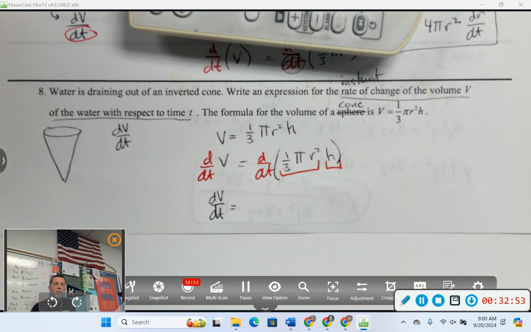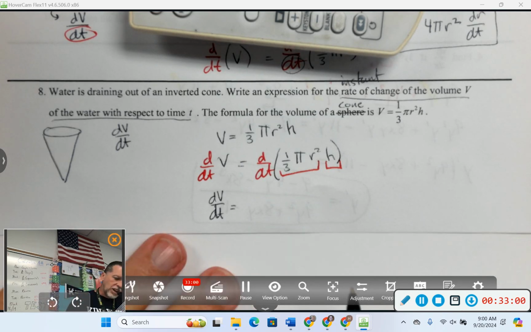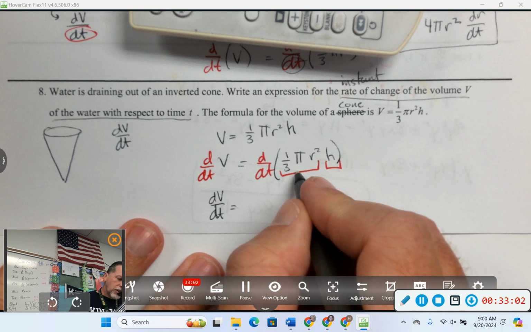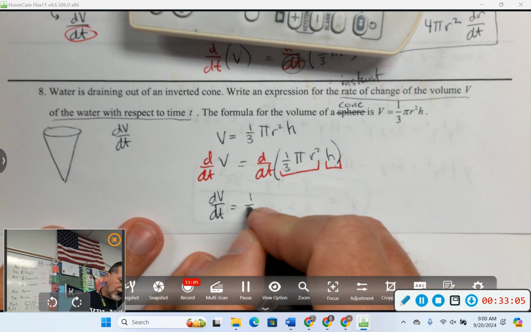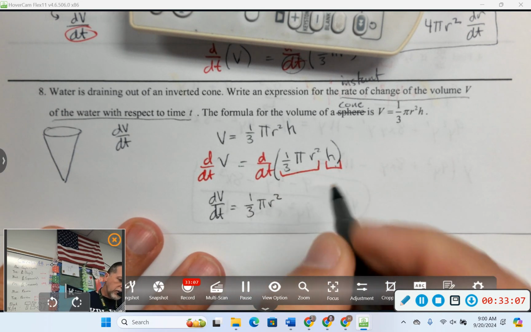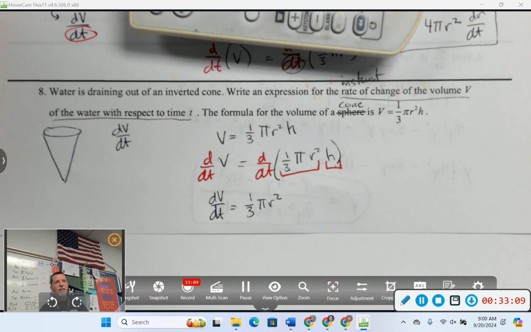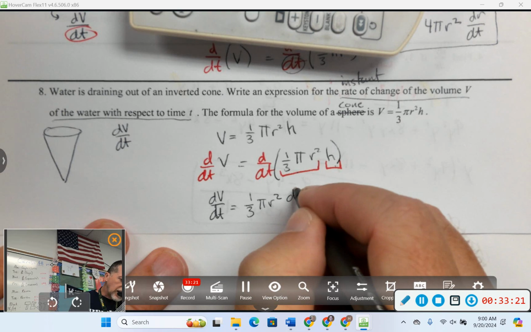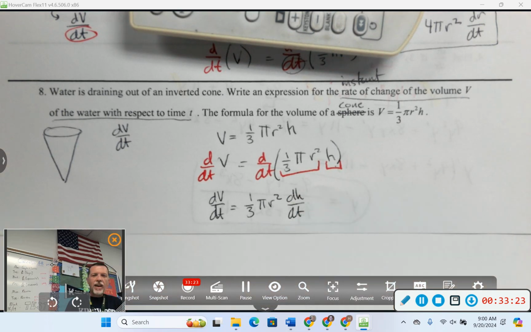You could put the 1/3 pi all the way out front. I think it's easier to just attach it to whatever it's close to, and then there's your f and your g. So first times derivative of the second, 1/3 pi r squared. What's the derivative of h? Don't overthink this. 1 dh over dt, or just dh dt. Again, h prime, but dh dt would be a better way to say that. That's how h is changing with respect to time.